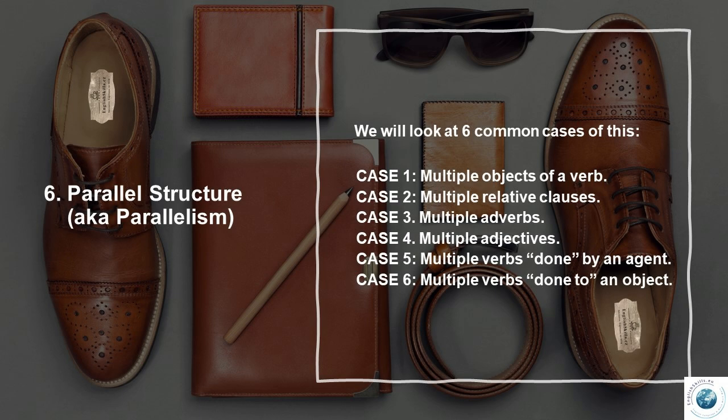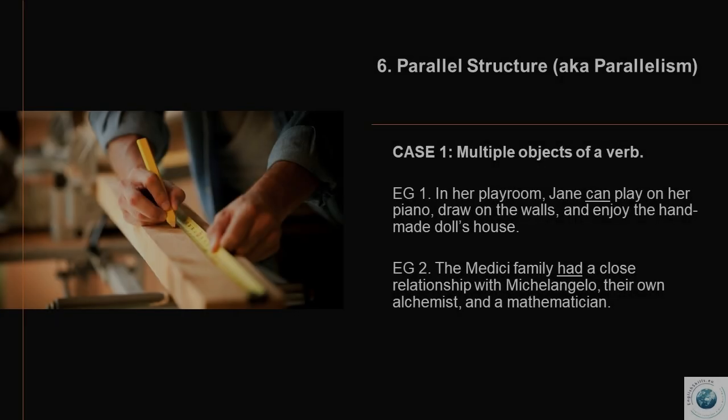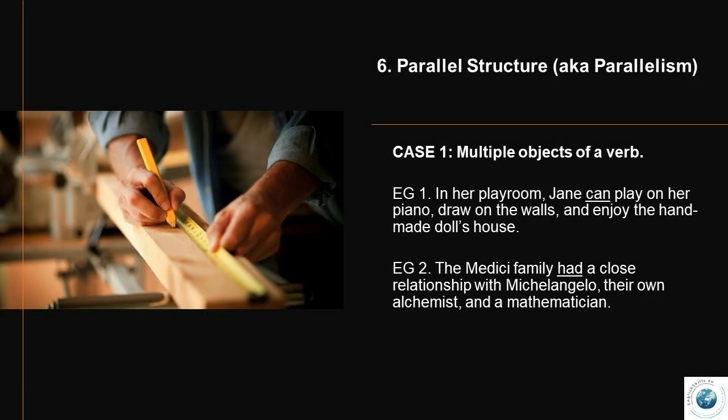There are many cases when parallelism needs to be considered. We will look at 6 common cases. Case 1. Multiple objects of a verb. Case 2. Multiple relative clauses. Case 3. Multiple adverbs. Case 4. Multiple adjectives. Case 5. Multiple verbs, done by an agent. Case 6. Multiple verbs, done to an object. Case 1. Multiple objects of a verb.